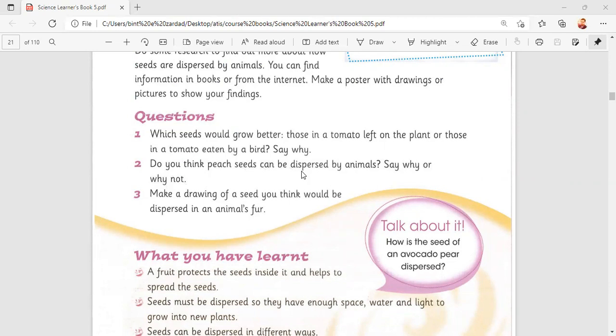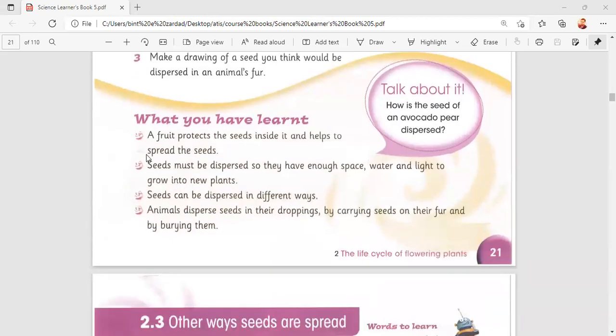But if they eat the peach, they might leave the seeds on the ground some distance away from the parent plant. The seed of the peach fruit has a hard surface, so an animal cannot eat the peach seed. It's also bigger. Make a drawing? No need. Question number three.